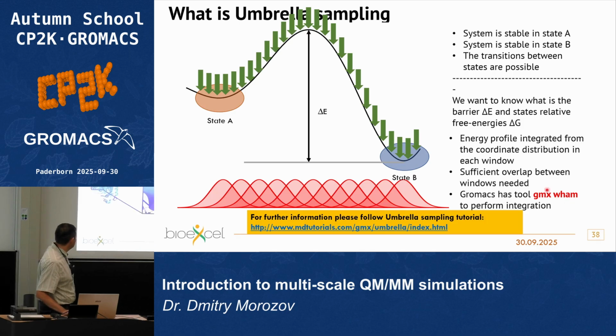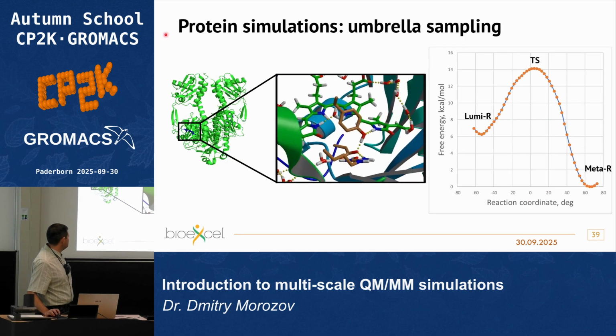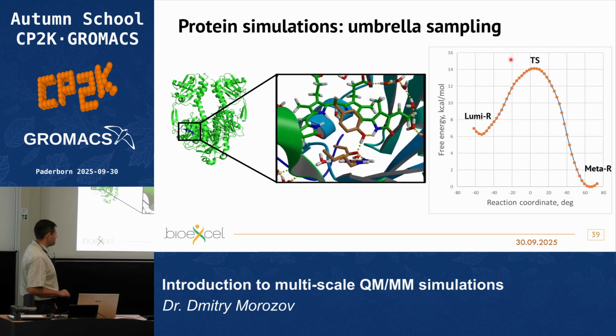So in that case, it looks like this. Each individual point is an individual window you calculate, and each of these windows was simulated for 20 to 30 picoseconds. Out of this, you can build a whole profile, which nicely shows you the free energy. This is the starting point, this is the end point, and this is the transition state. So it's a very nicely converging profile.